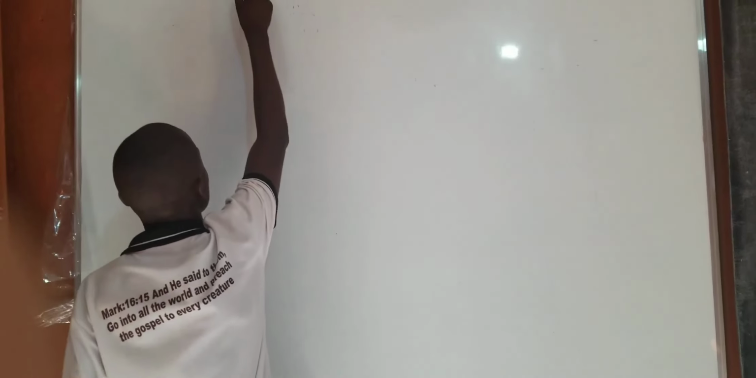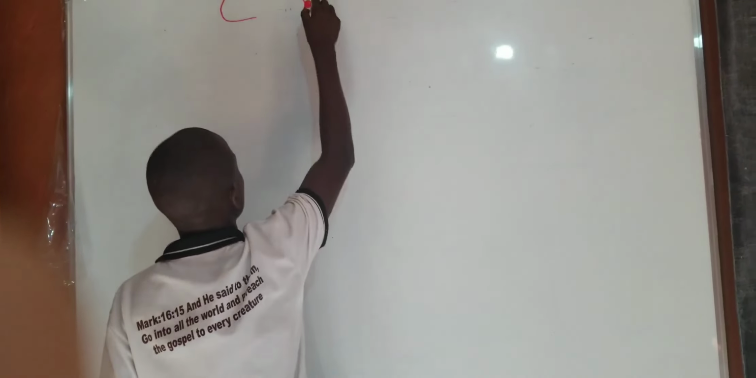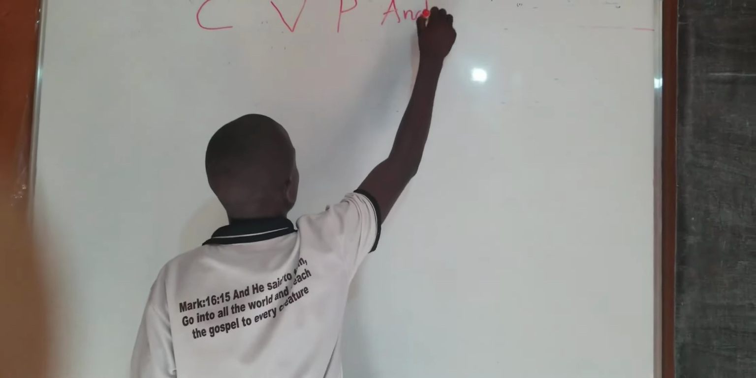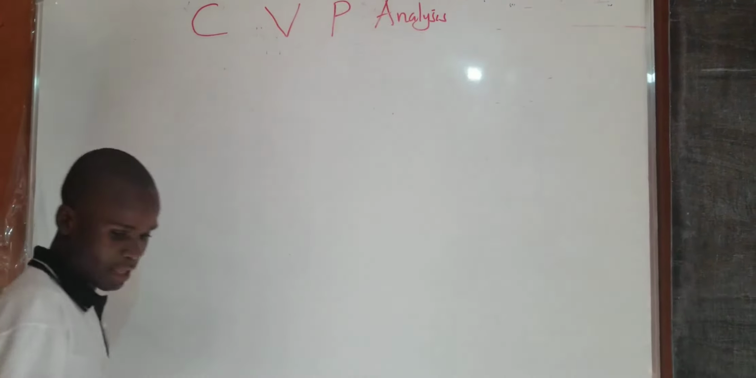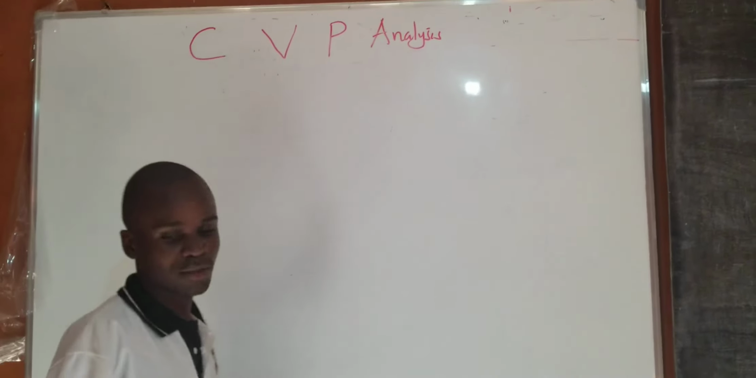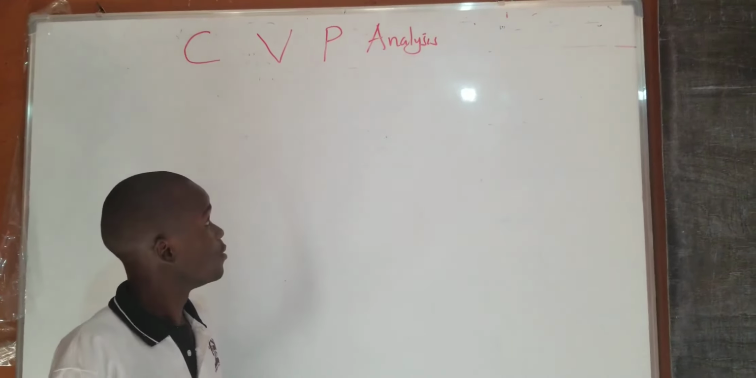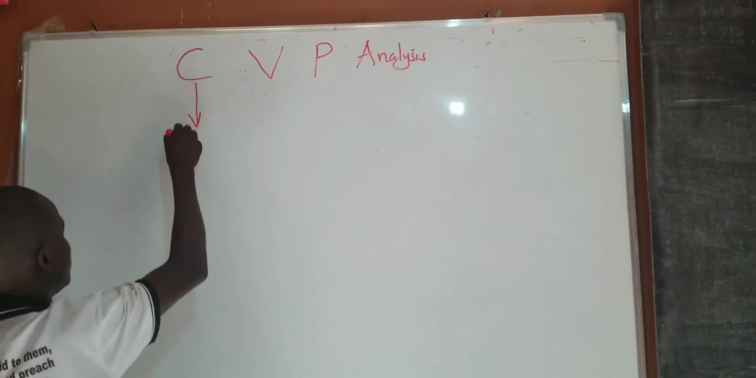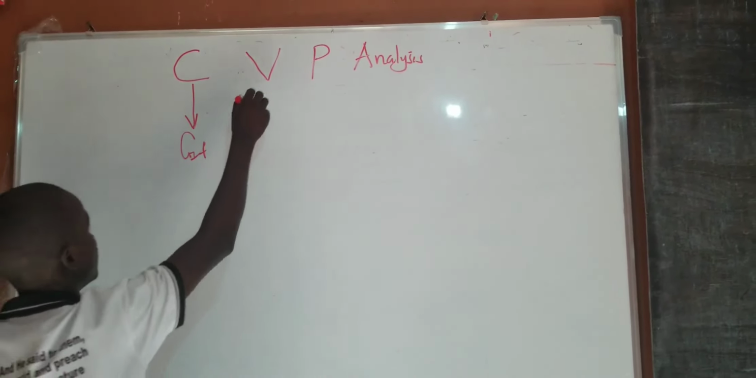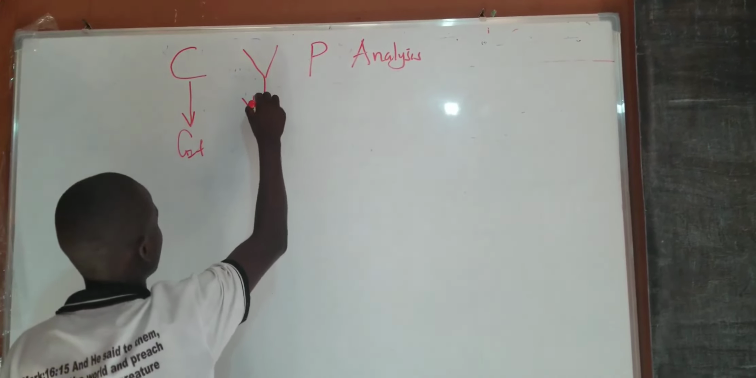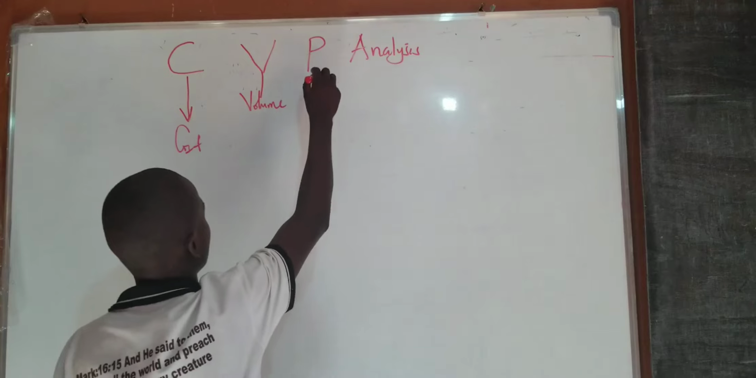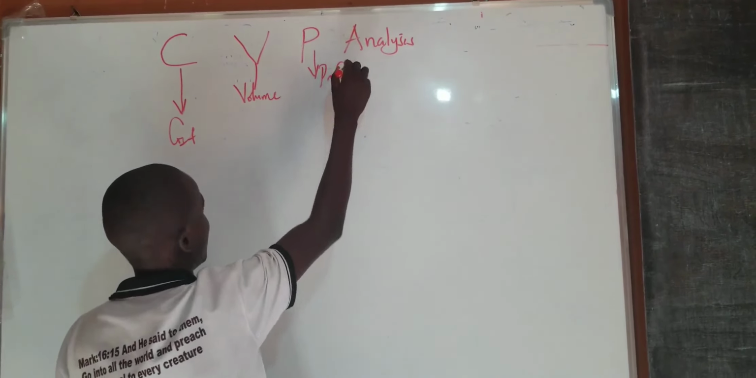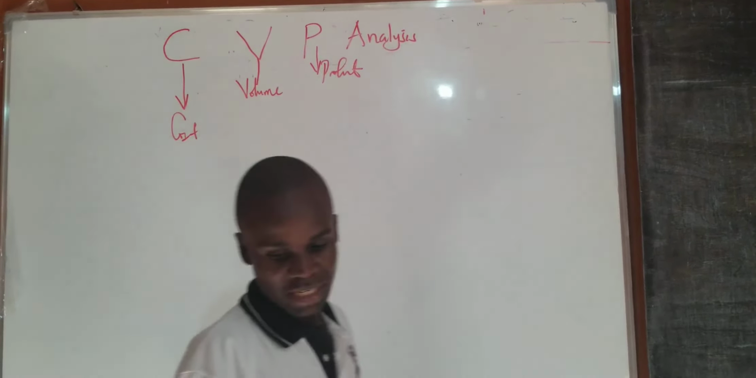Management accounting, and today we are looking at CVP analysis. My name is Langton Dumba. C stands for cost, V stands for volume, P stands for profit. Analysis. So what is CVP analysis?